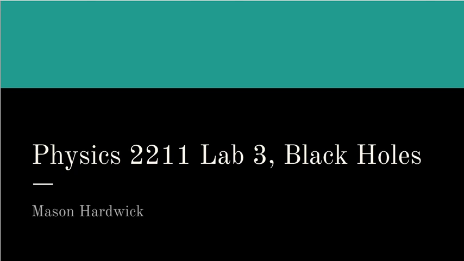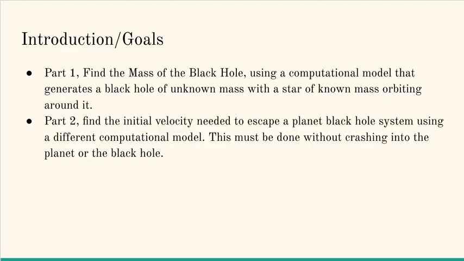Lab 3 of Physics 1 about black holes. So there are two parts to this lab. In the first one, we're going to find the mass of a black hole using a computational model that generates a black hole of unknown mass with a star of known mass orbiting around it.